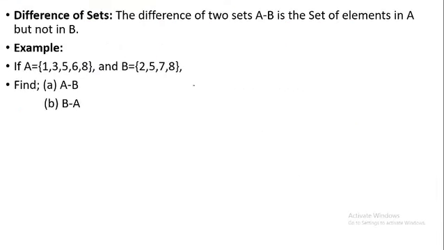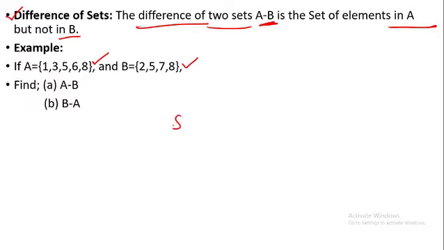Okay, we have the difference of two sets. The difference of two sets, A minus B, is a set of elements in A but not in B. The elements you can find in A but not in B are called the difference of two sets. So you find the numbers that are in set A that are not in set B.